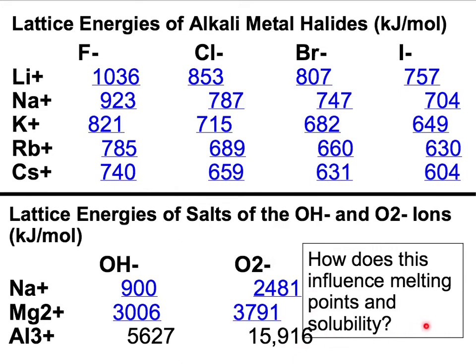How does something like this influence my melting points and my solubility? I would expect something like aluminum oxide down here to have a very high melting point, which it does. And I would also expect this not to be soluble in water, which it is not. It's held together too tightly.